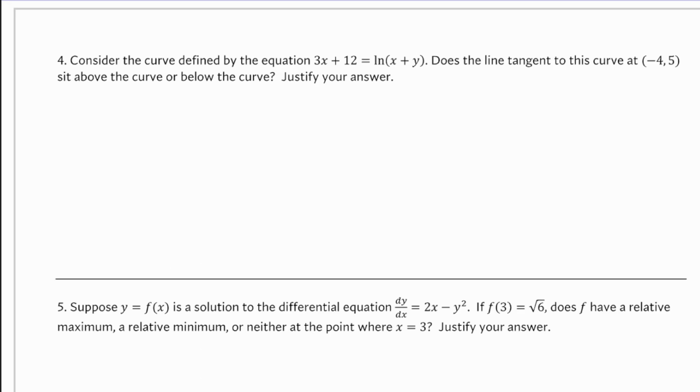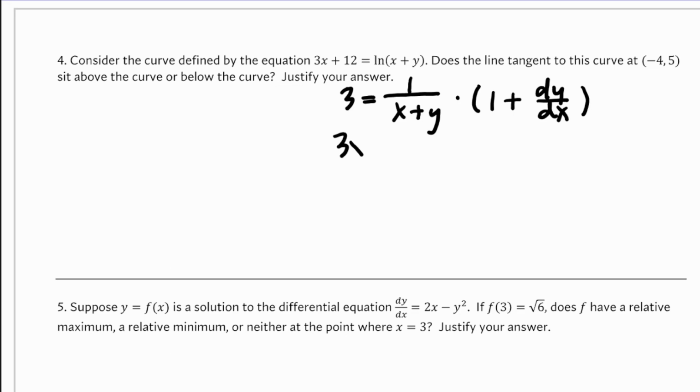So we're going to go over here and we're going to find dy dx first. The derivative of 3x plus 12 is just going to be 3. And the derivative of log of something is going to be 1 over that thing times the derivative of that thing. Okay, so the derivative of x plus y is going to be the derivative of x plus the derivative of y. Okay, and now I'm going to start solving for dy dx by multiplying by x plus y. So we'll have 3x plus 3y equals 1 plus dy dx. Okay, and then I'll solve for dy dx by subtracting 1.